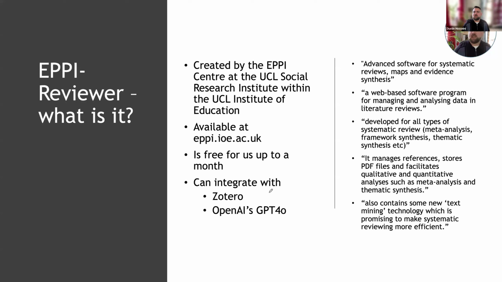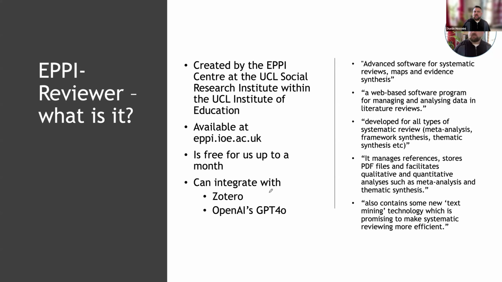But this is when I came across something called EPPI Reviewer. Now, EPPI Reviewer is free for up to 1 month or so. So what I would recommend is first you search for your articles and then you use EPPI Reviewer over a period of a month, when you actually need to use it. Some of the benefits: it can integrate with Zotero, which is open source and more or less free for your reference management. And something I didn't know about and I haven't used, it can integrate with OpenAI's ChatGPT 4.0.